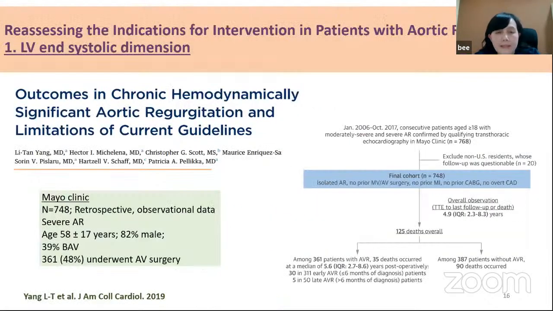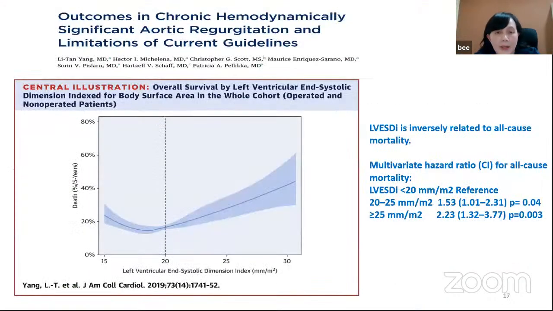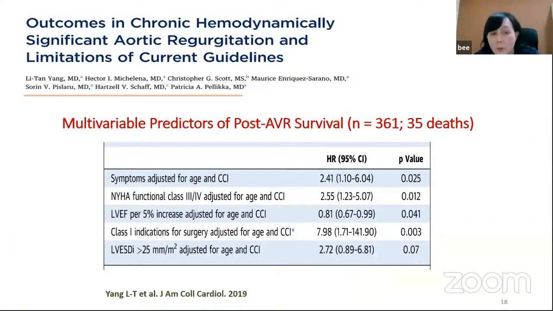And in this landmark study conducted by Young at Mayo Clinic, where they were able to compare both surgical and non-surgical patients, there were a higher number of deaths in the non-surgical group. And these authors found again that the index left ventricular systolic dimension was inversely proportional to all-cause mortality in both the operated and the non-surgical group. And here, having an index left ventricular end systolic dimension of greater than 2.5 cm/m² actually conferred an increased risk for all-cause mortality. And an index left ventricular systolic dimension of greater than 2.5 cm/m² with left ventricular dysfunction was associated with increased risk of mortality.